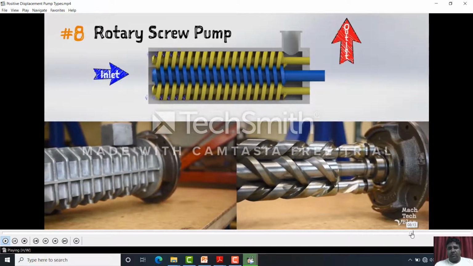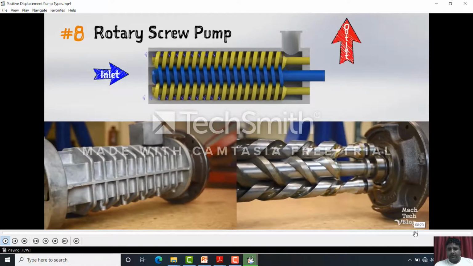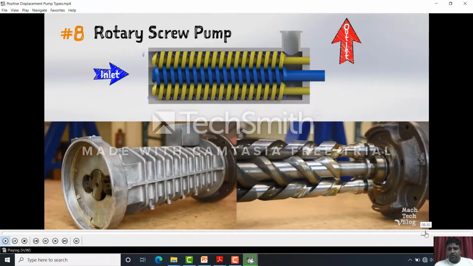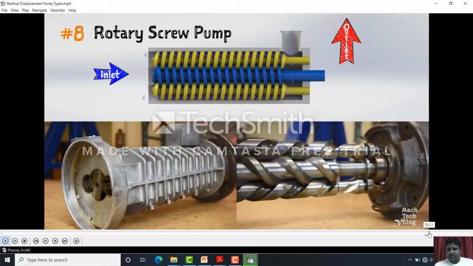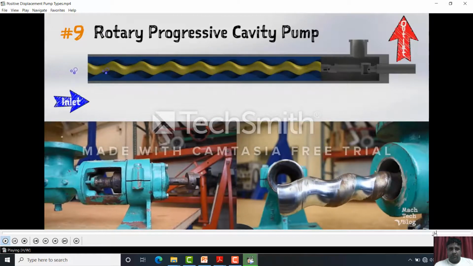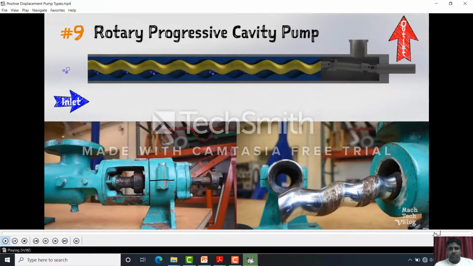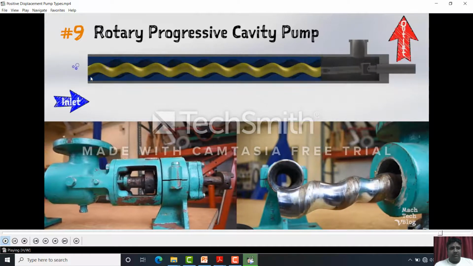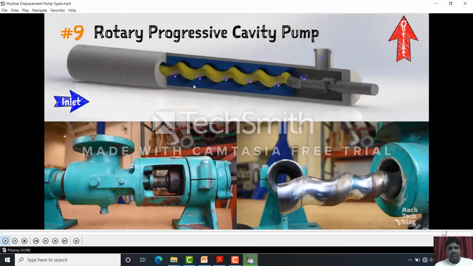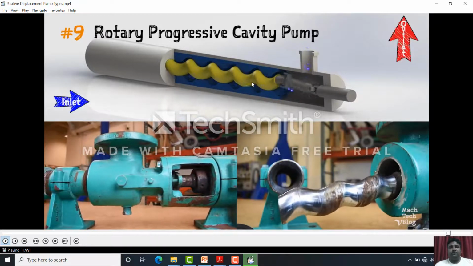This is another type of positive displacement pump. It is known as a screw pump. Sometimes we convey liquid material with a screw conveyor or this screw pump. See how this water is traveling through the screw pump. These droplets are coming from this side and moving along with the movement of this screw.